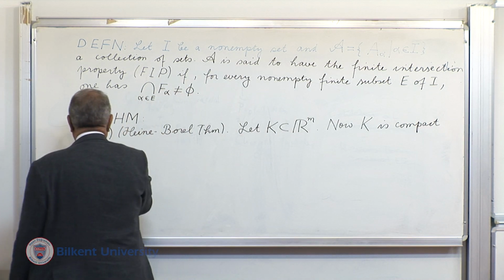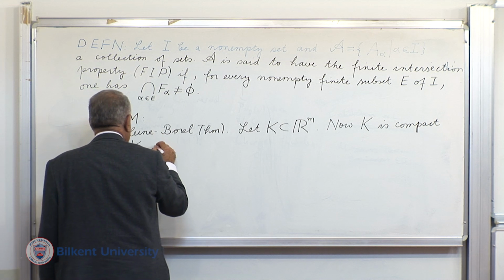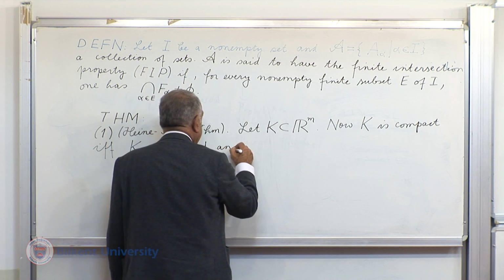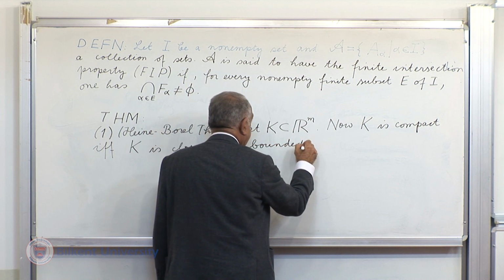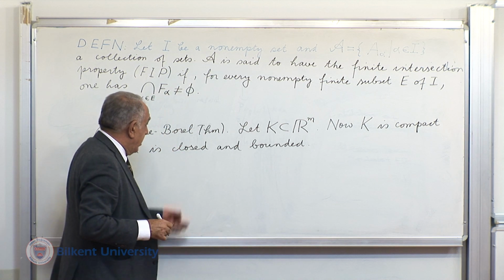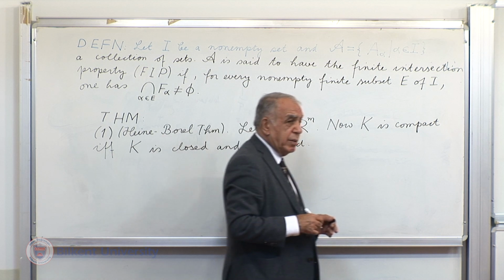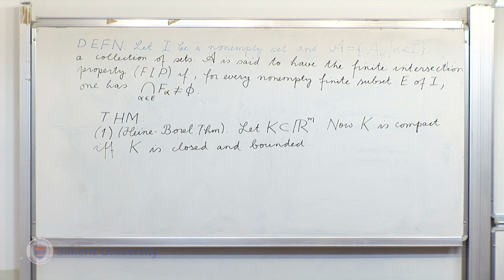if and only if K is closed and bounded. Well, this will be a very useful theorem because given a set K, to check whether it's bounded with respect to the usual metric and whether it's closed with respect to the usual metric, that will be easy.